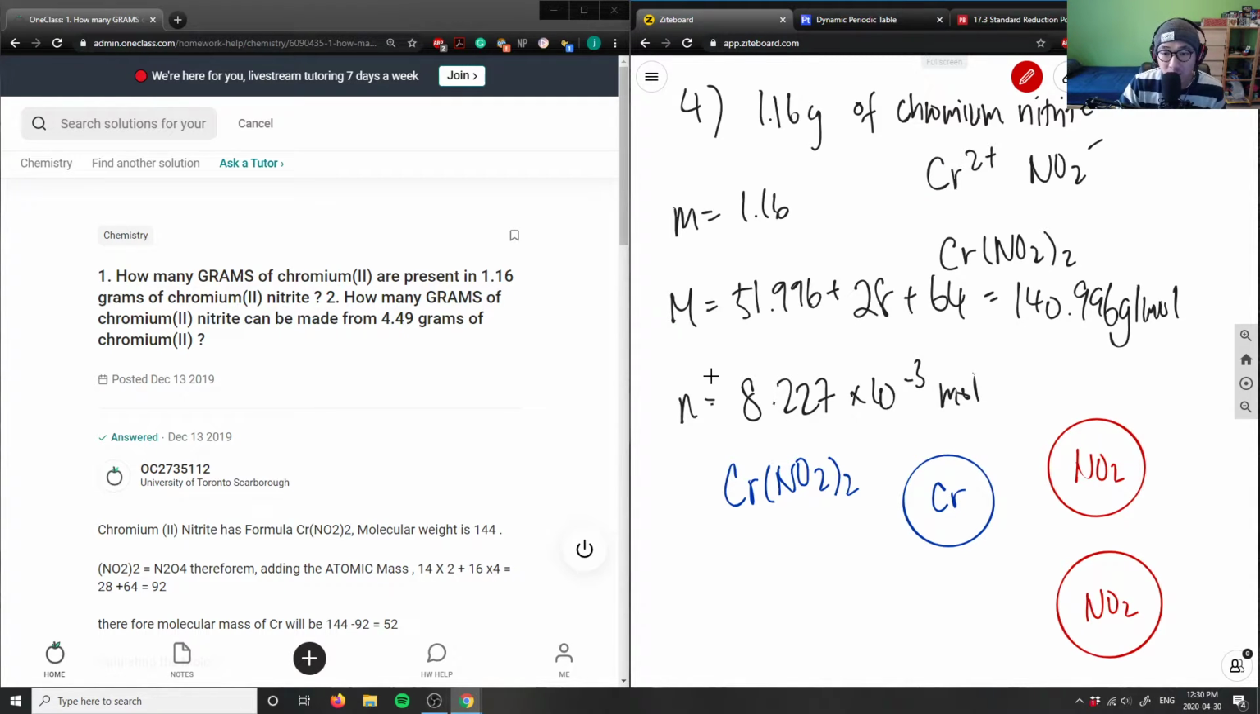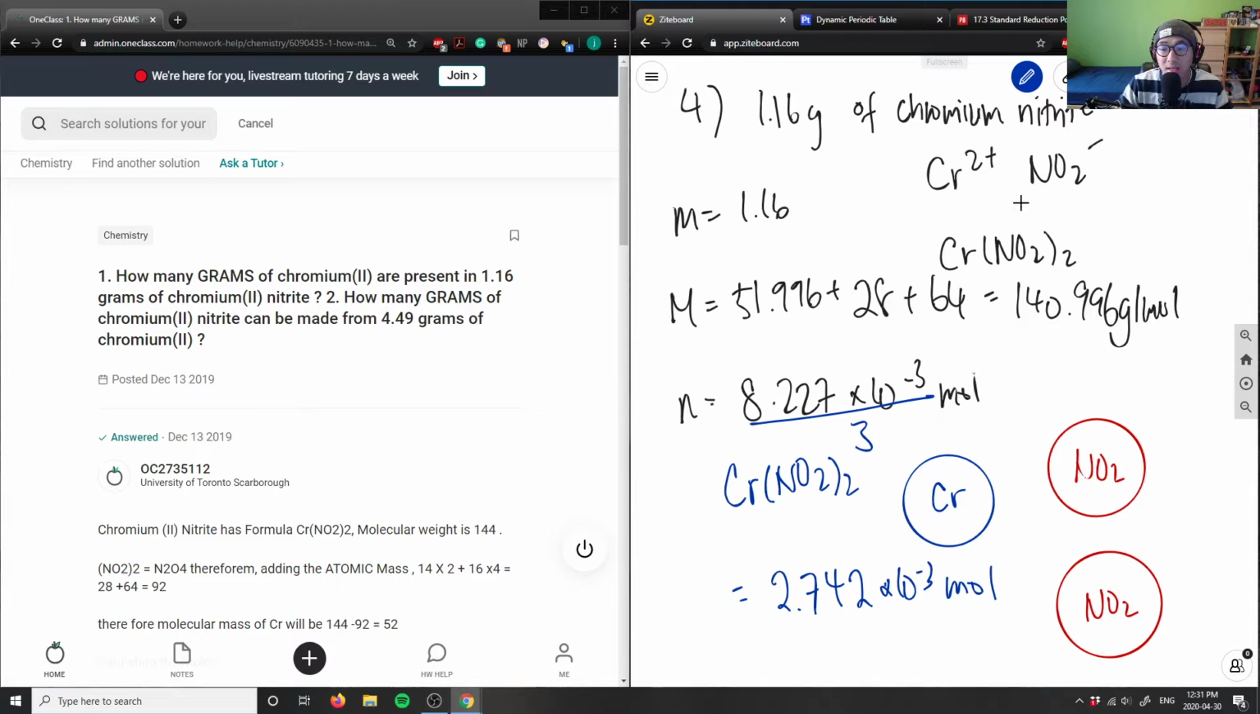So basically, if I have 3 parts here, I'm going to divide this mole value by 3 in order for me to get how many moles of chromium are there specifically, because I only care about the chromium ions here. So if I divide the number total by 3 here, I get the moles of specifically only chromium here, which is 2.742 times 10 to the negative 3 moles.